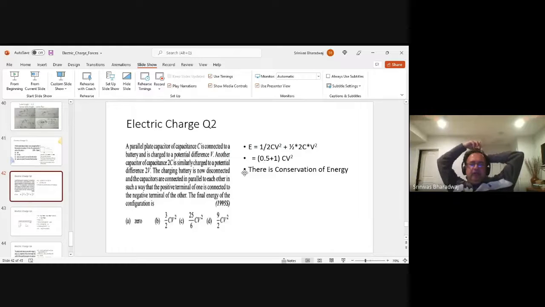You are always building your conceptual basis. If you know only Coulomb's law, you'll struggle. If you know Coulomb's law plus Gauss's law, then you will struggle less.